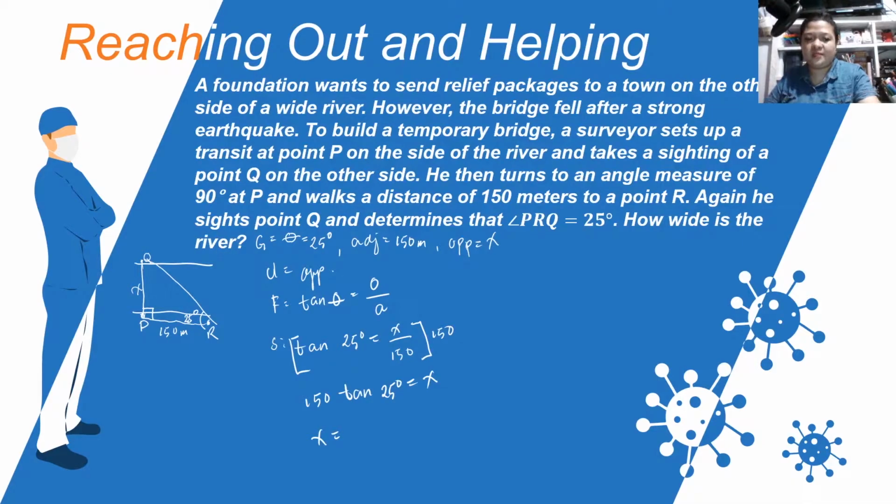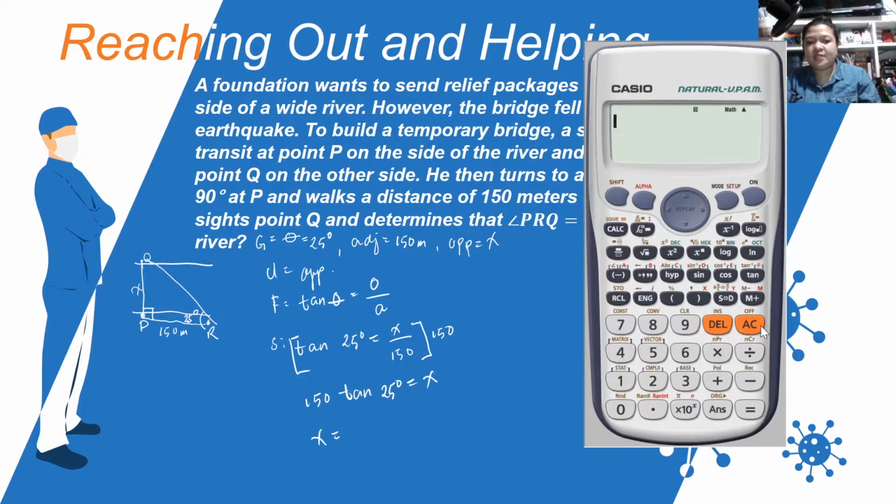Pwede tayong gumamit ng calculator. Okay, so ang hinahanap natin is 150 times tangent 25. So, i-type lang sa calculator, 150 times tangent 25 degrees. Okay, ang sagot ay 69.94614872. Kapag ni-round off natin to 2 decimal places, siya ay magiging 69.95. Okay, ang unit ay meters.